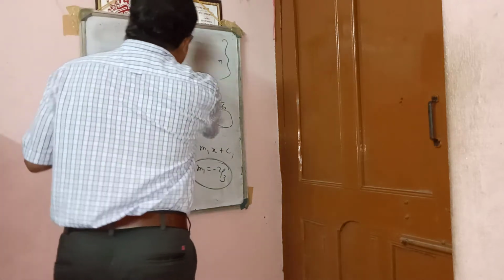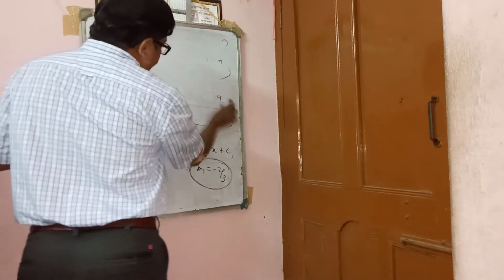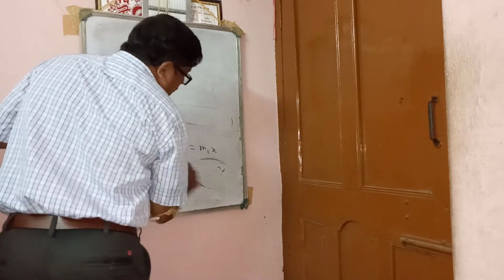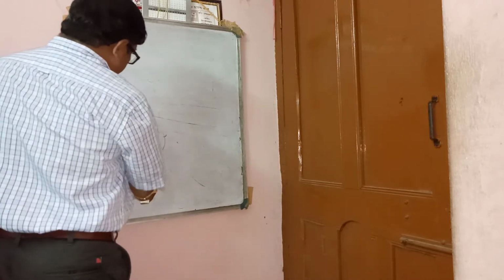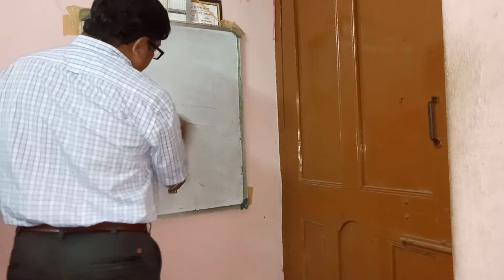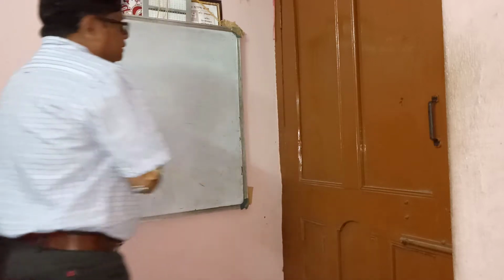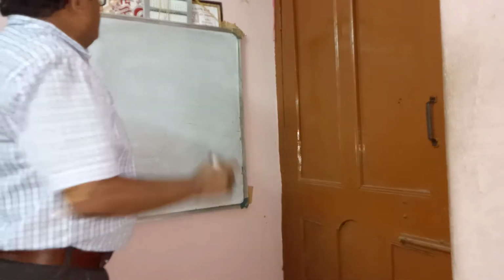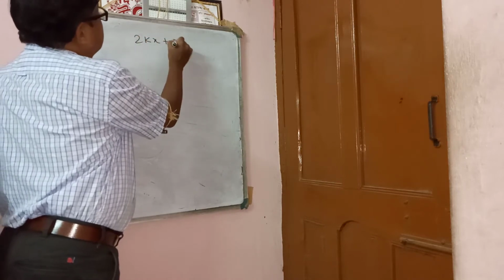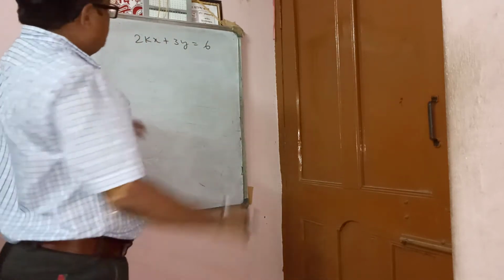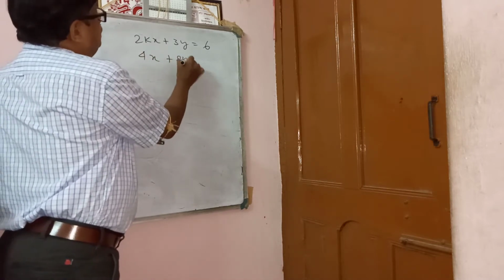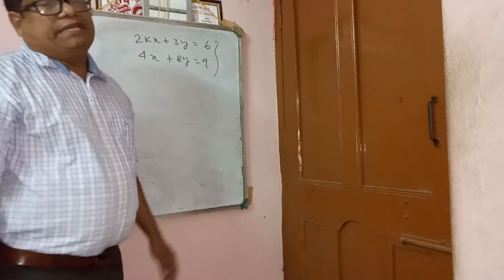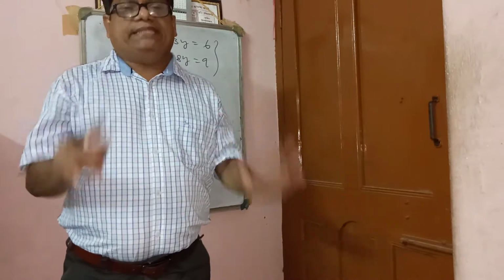Now the next one. Suppose 2kx plus 3y equal to 6 and 4x plus 8y equal to 9 are given. If the lines are parallel, then find the value of k.